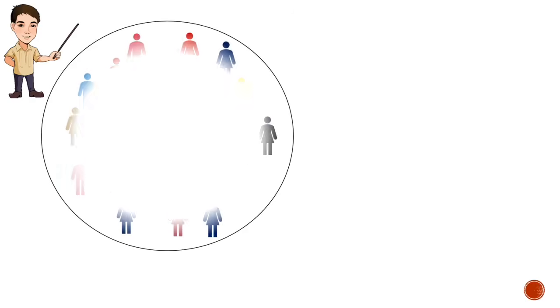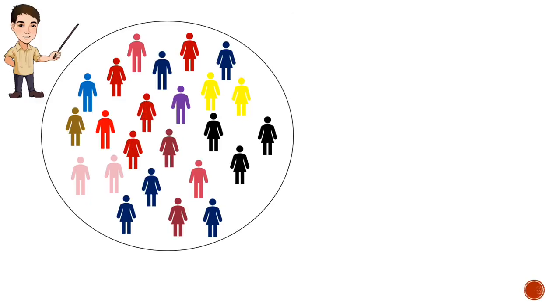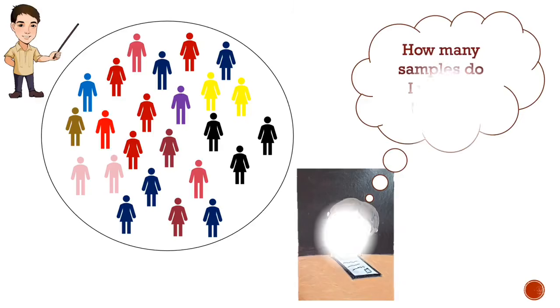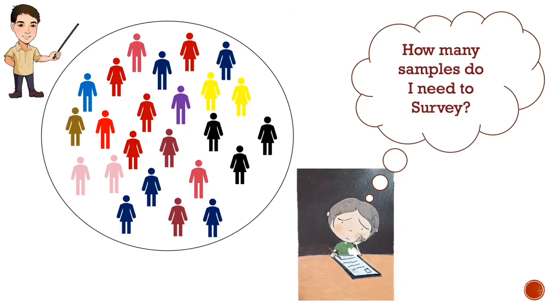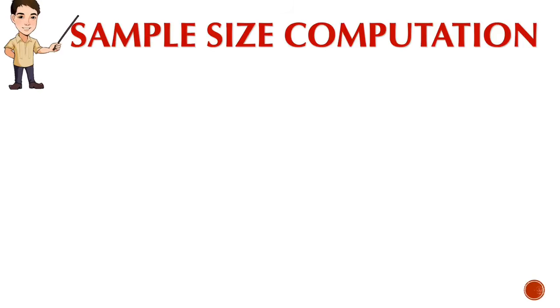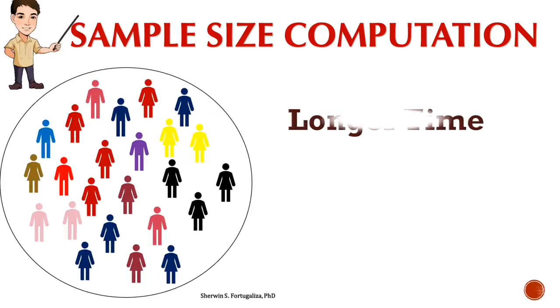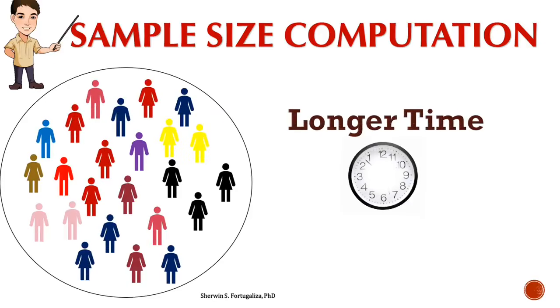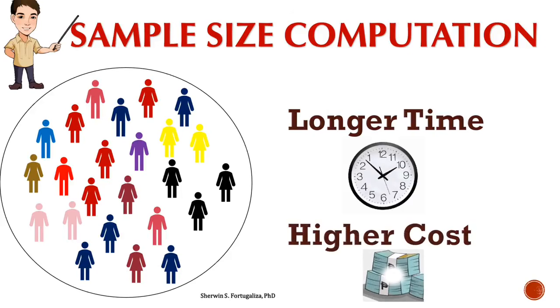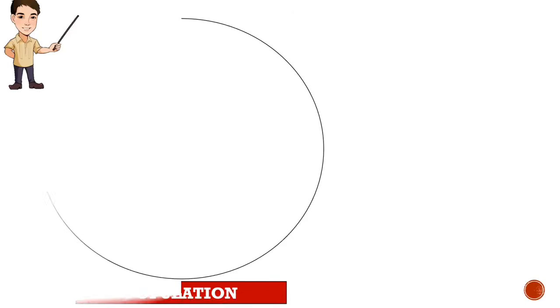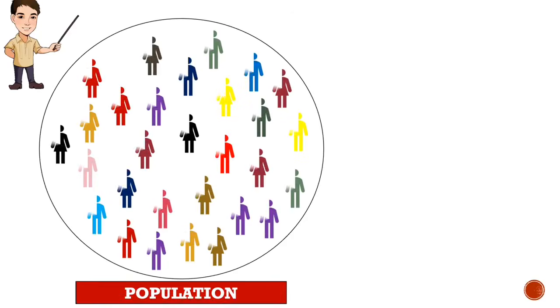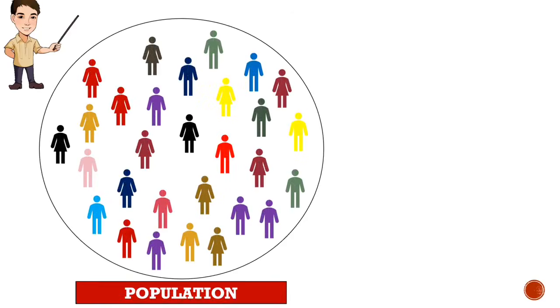In the conduct of quantitative research, researchers need to answer the question, how many respondents do we need in our study? Especially if the population is large enough, doing a census will require a longer time and relatively higher cost. Therefore, researchers select a sample from the population. Remember, sample is a subset of the population.